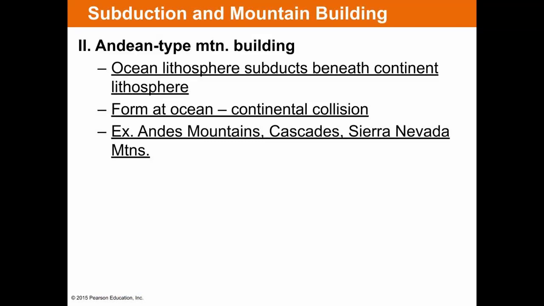If you don't have ocean-ocean collision, you can have ocean-to-continent collision. These collisions build Andean-type mountains, where the oceanic lithosphere is subducted beneath the continental lithosphere. The Andes Mountains, namesake, the Cascades, and the Sierra Nevadas are all examples of this.